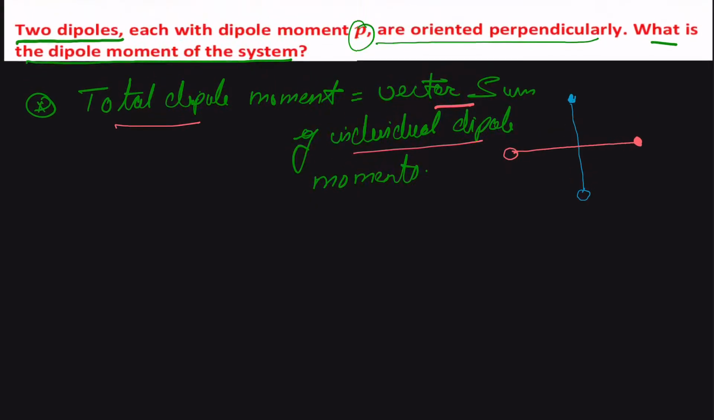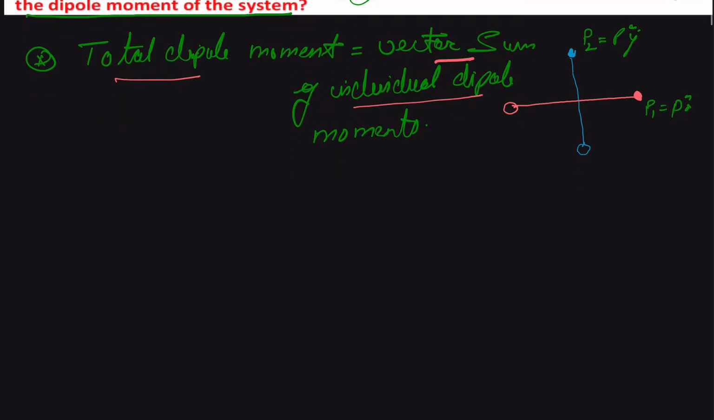So let us assume that we have this as P1 and it is in x direction, and this is our P2, which is also P but in y direction. And therefore we can say that we have a P1 that is in our x direction and P2 that is in y direction.